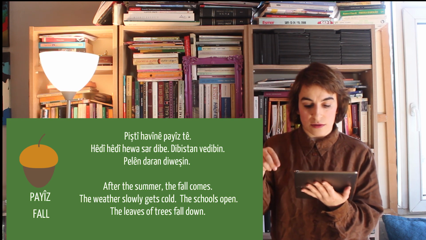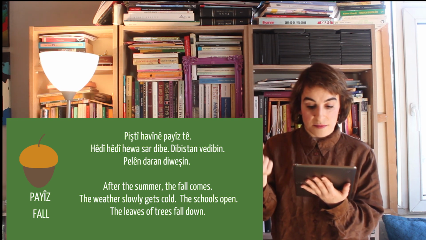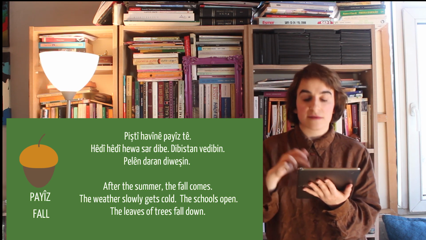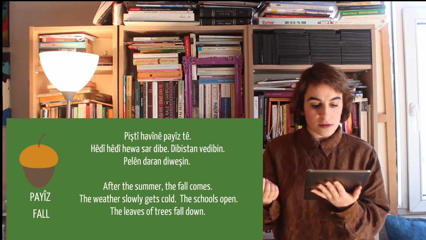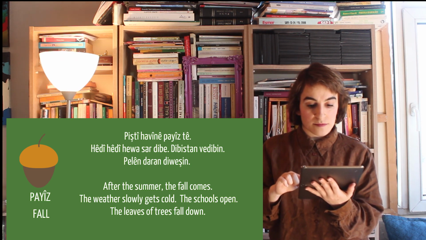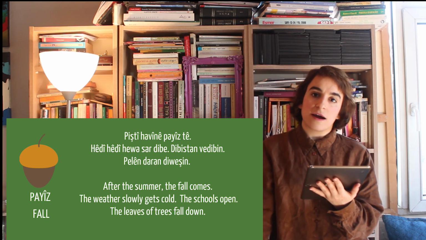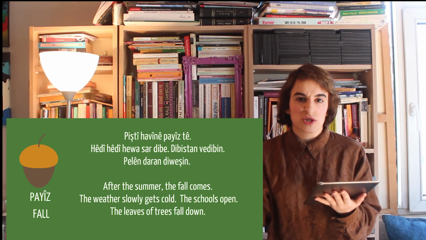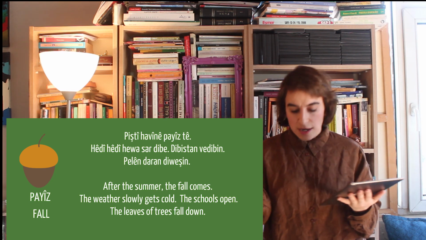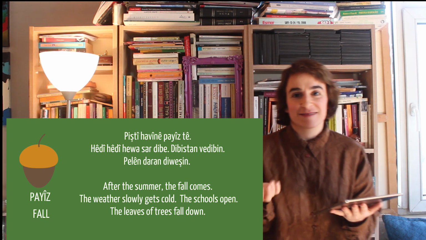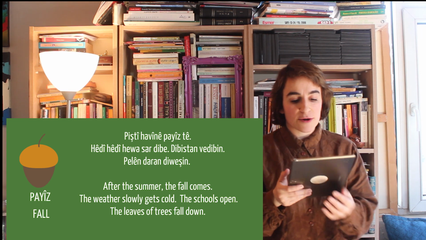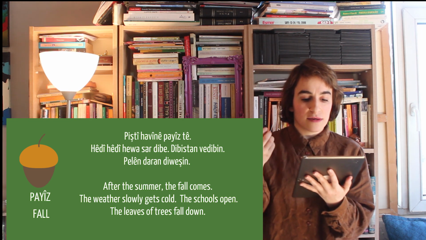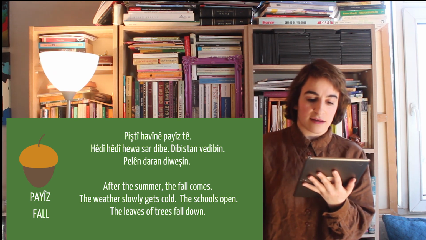Sarbun, to get cold. Dibistan is school. Vebun, like to be open, to open. Dibistan vedibin, the schools open. Palendaran dikevin. The leaves of the trees fall down. Dikevin is to fall down. You can use it for hair, for example, porem dikeve. You can say my hair. But I don't know in English can you say fall down for hair, but in Kurmanji you can. So the leaves of the trees fall down. Leaf, pel, leaves of the trees, palendaran.